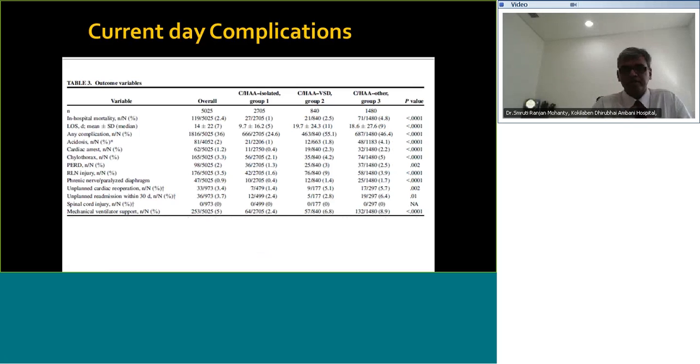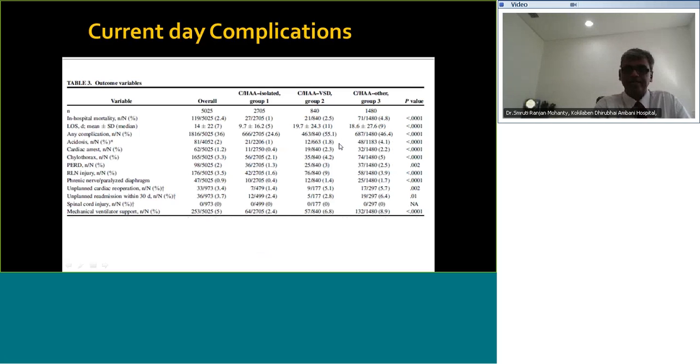And if you look further into what the problems are after coarctation repair, in this group of 2,705 patients, the in-hospital mortality is 1%. The length of stay in the hospital is just 5 days. And complications, yes, minor complications happen in almost 25% of the patients.